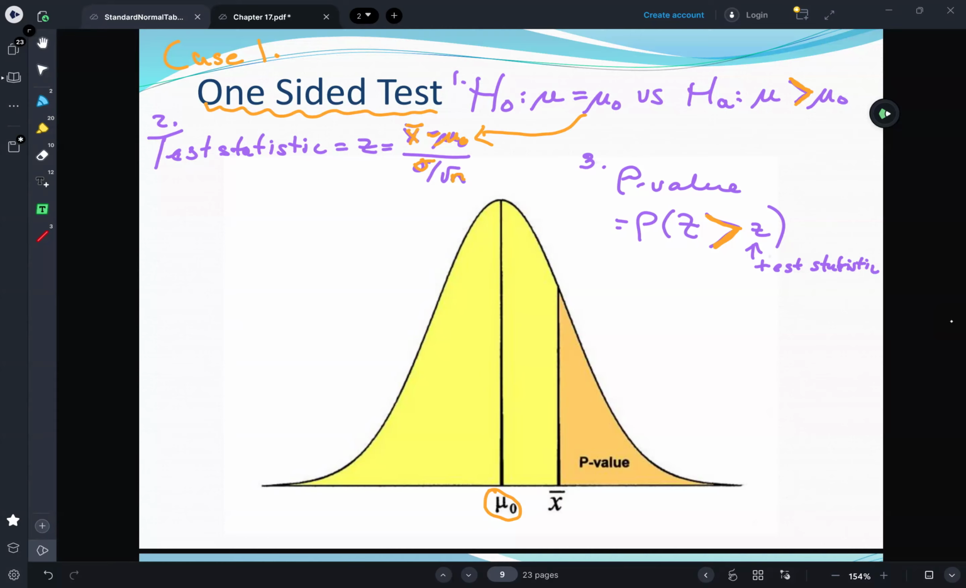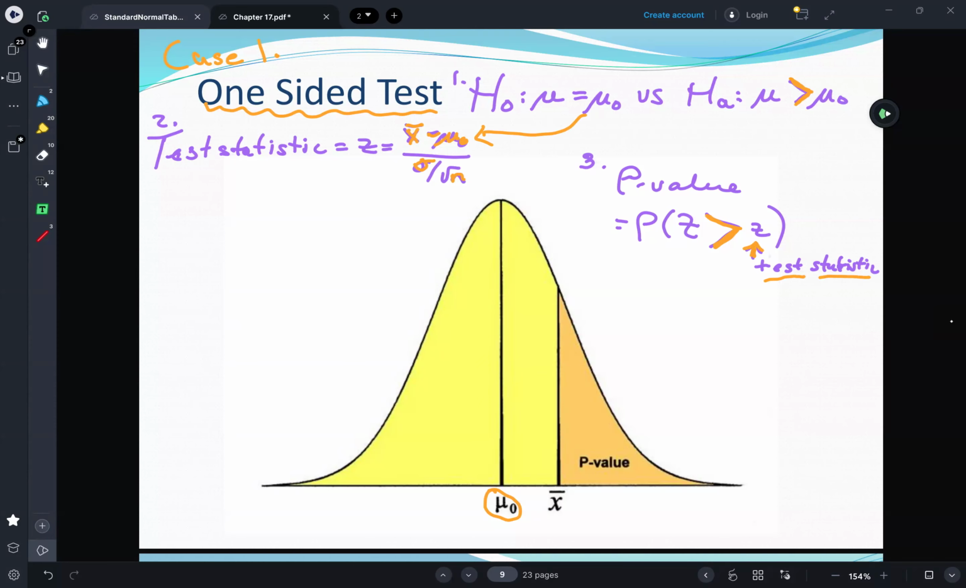Once you have your test statistic, you will get a number. It's like a z-score. And what are we going to do? We're going to plug that number, that z, right into here. This is our test statistic right here. I already wrote it down, test statistic.